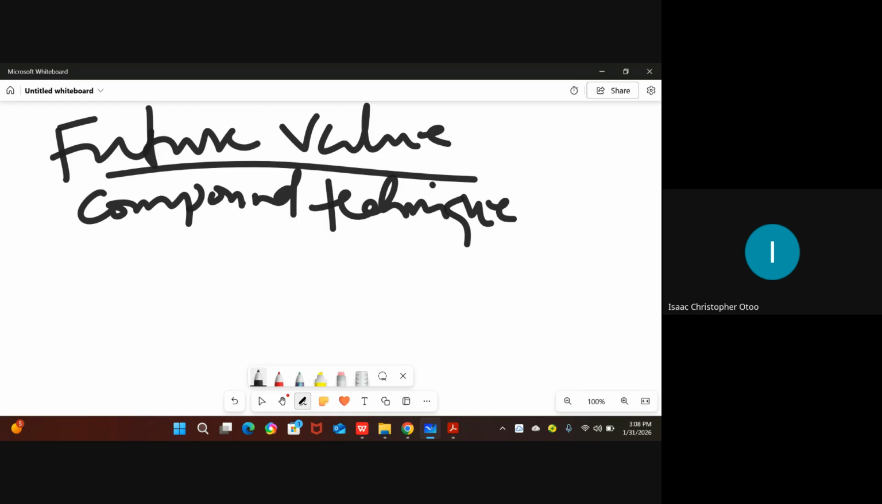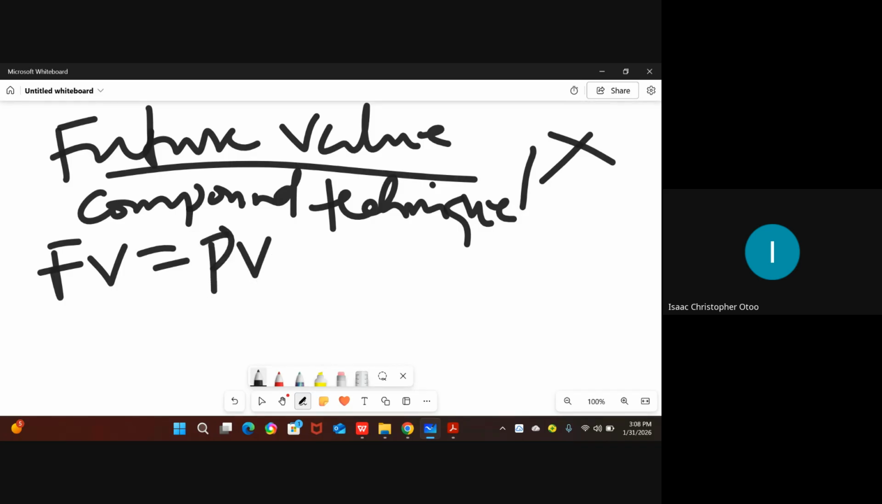When you hear the word compound, it means we are just multiplying. As we saw, discount means divide. Here, compound means multiply. So we use the compound technique to multiply the present amount. The future amount is equal to today's amount, the present value, compounded by the compound factor.